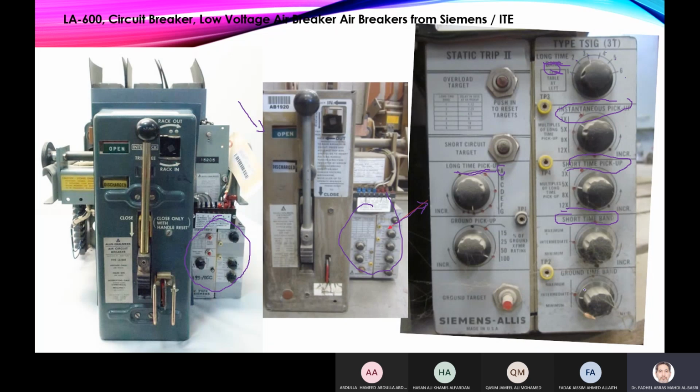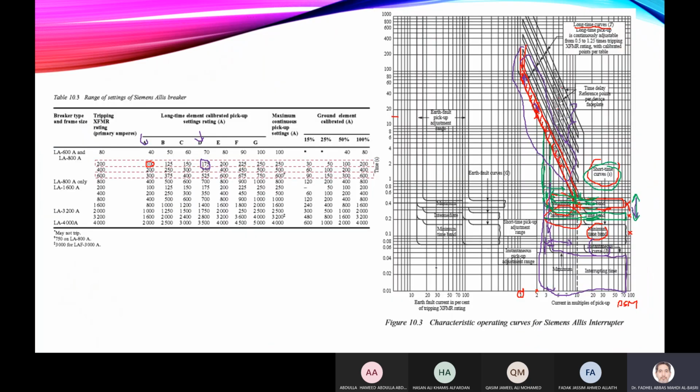And for the ground, it is shown here. This is the earth fault current in percent of the trip value rating, in terms of the trip settings here. So at 10%, 20%, 30%, 50%, 70%, 100% of the current.